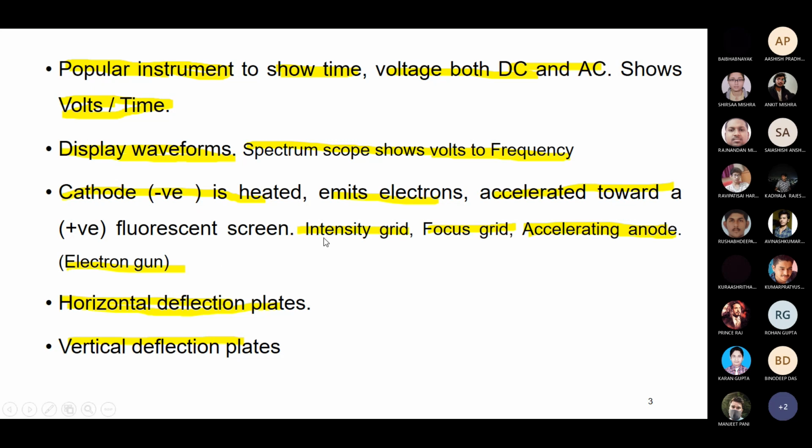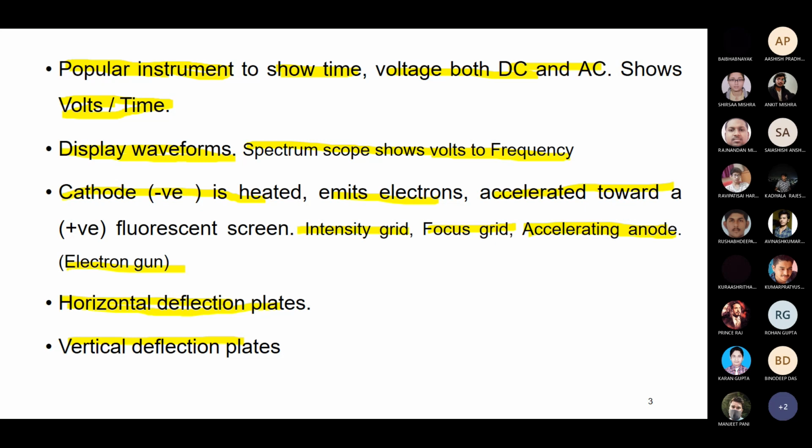Then what is the intensity grid? Intensity grid, focus grid, accelerating anode, and focusing grid, what happens? Sometimes with the intensity grid, if you are doing more heating, more electrons will be emitted. Then you can see the line will be more thick. But the problem is focusing. If the line is thick, there is an error in the measurement. So what you need to do is focus the line, so it should be thin in nature.